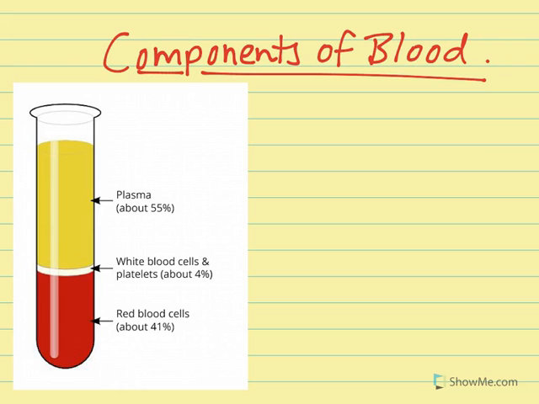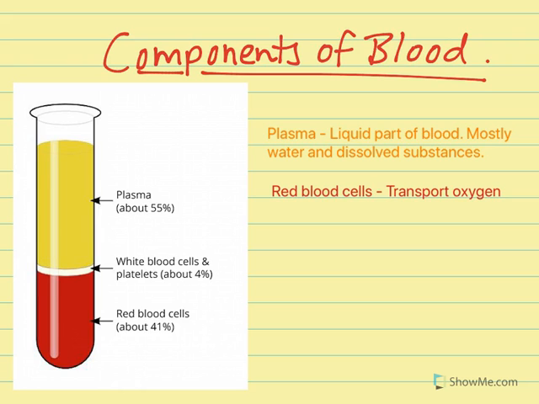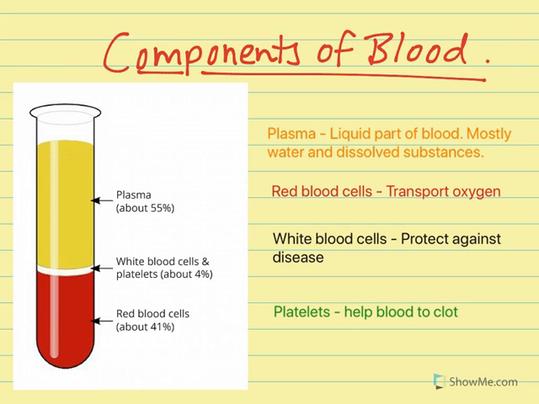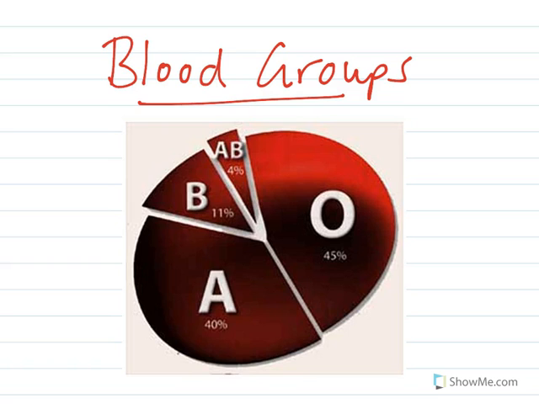So what are the different components of the blood itself? Firstly, we have plasma, the liquid part of the blood, which is made of mostly water and dissolved substances like digested food and waste substances. There are red blood cells, whose main function is to transport oxygen around the body. White blood cells, which help protect the body against disease. And platelets, which help the blood to clot when you've cut yourself.